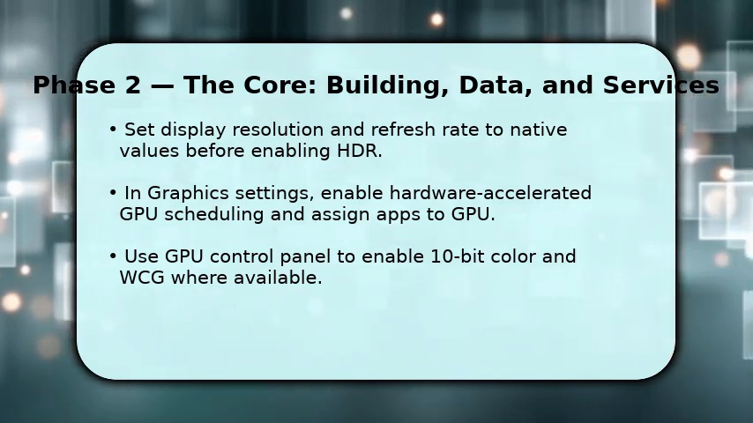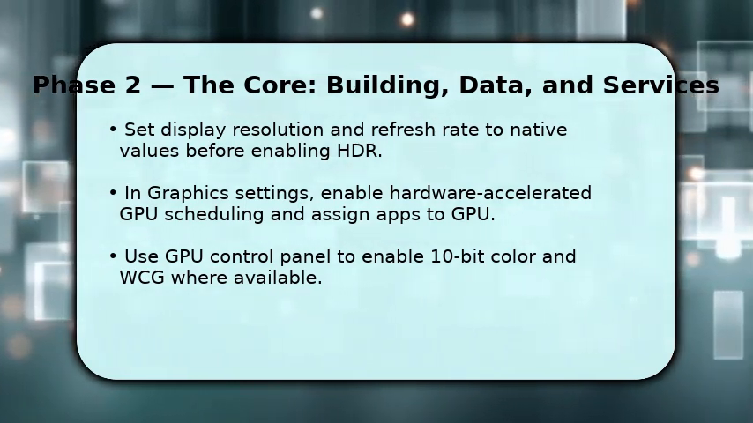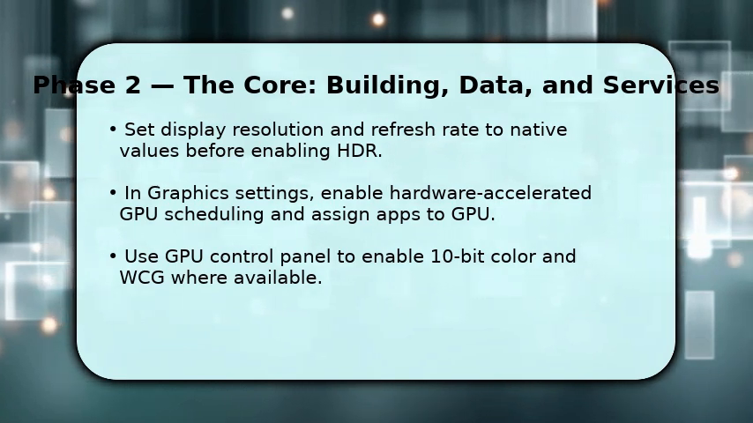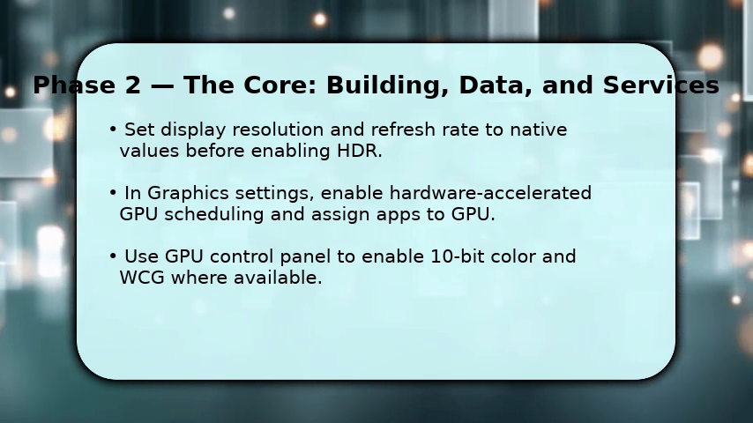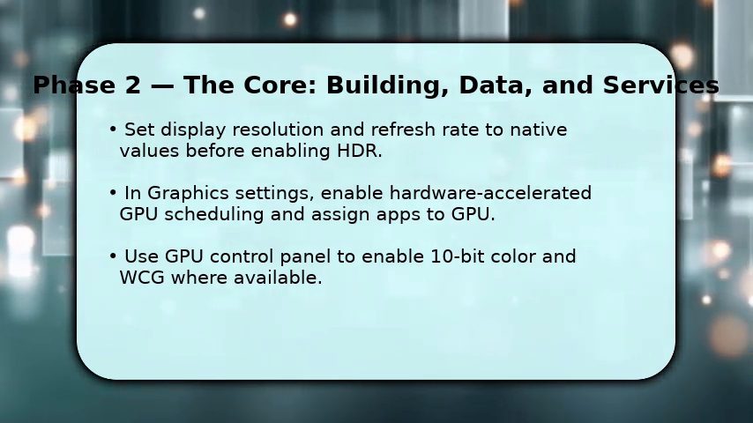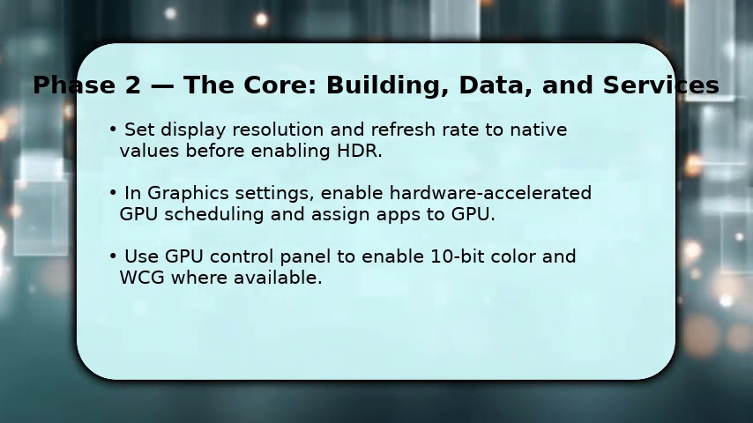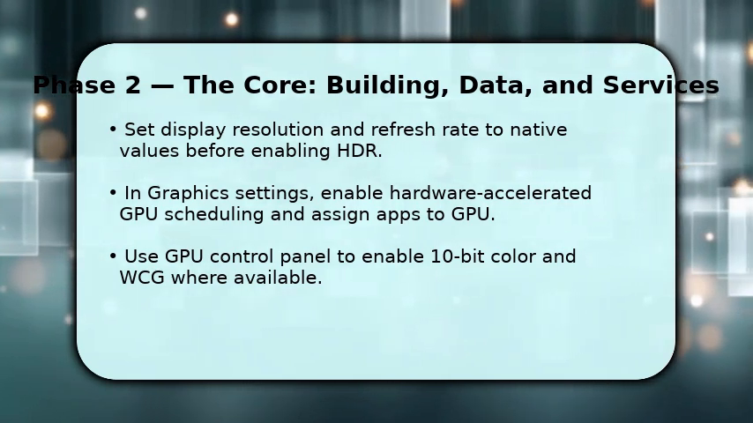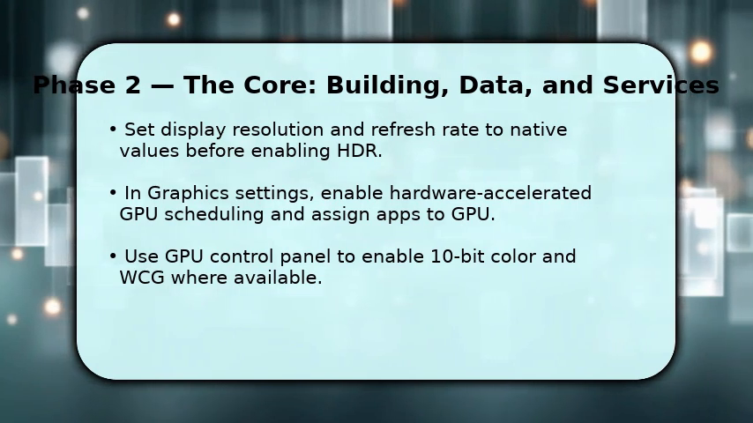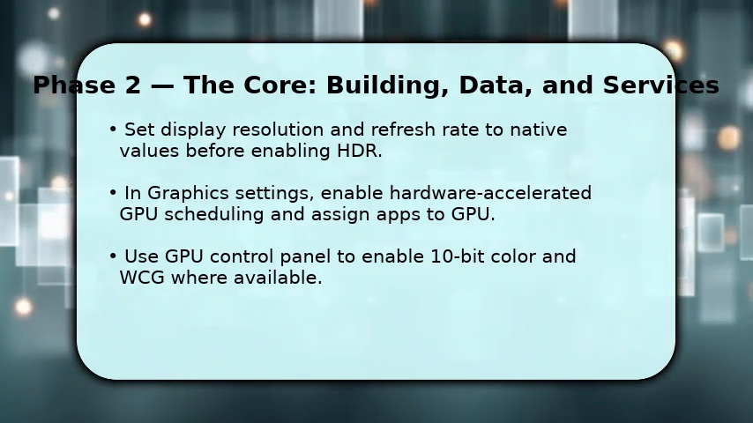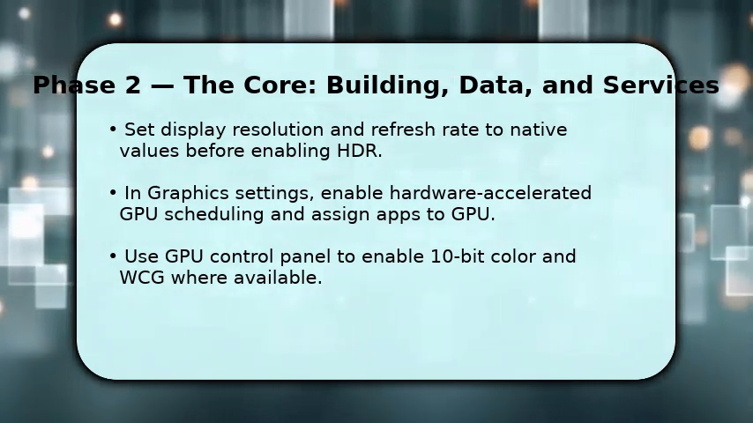Then open Graphics Settings and prefer the discrete GPU for HDR apps. Enable hardware-accelerated GPU scheduling if available. In the NVIDIA/AMD/Intel control panel, enable 10-bit color and wide color gamut, or WCG, output. Also, adjust the SDR content brightness slider in Windows display settings.